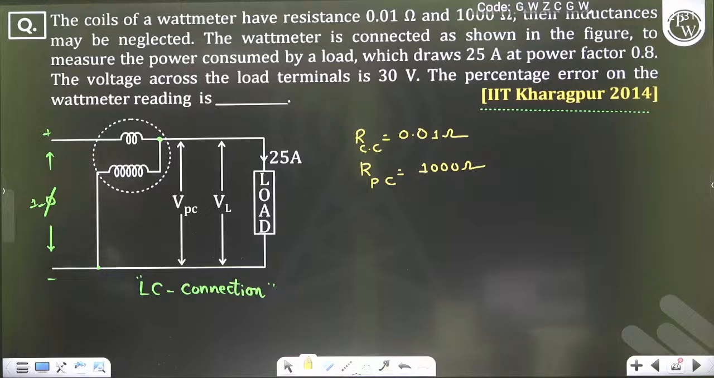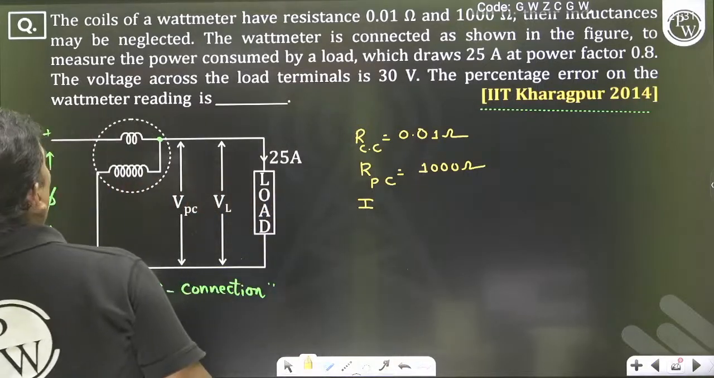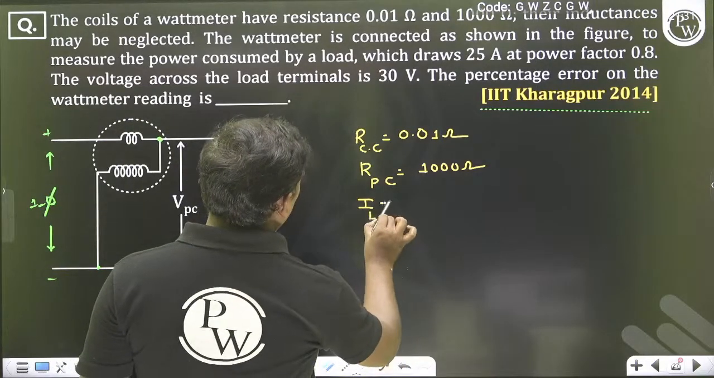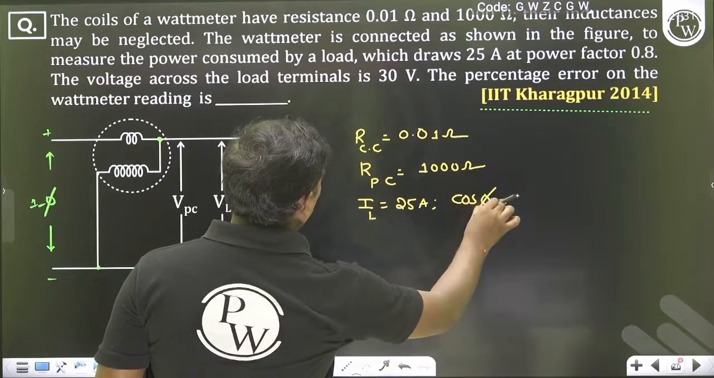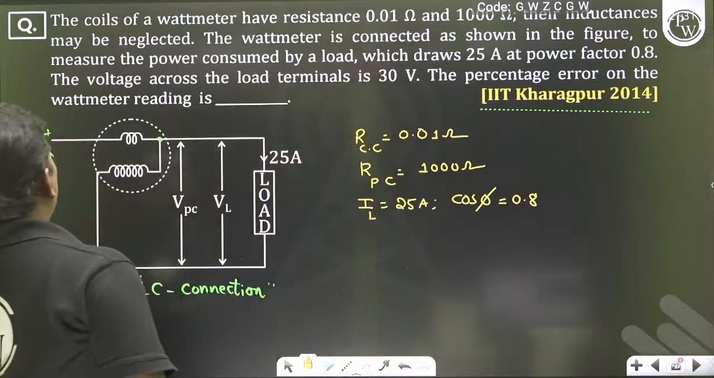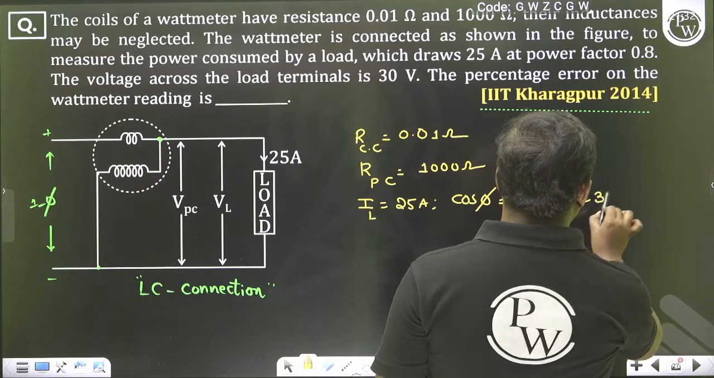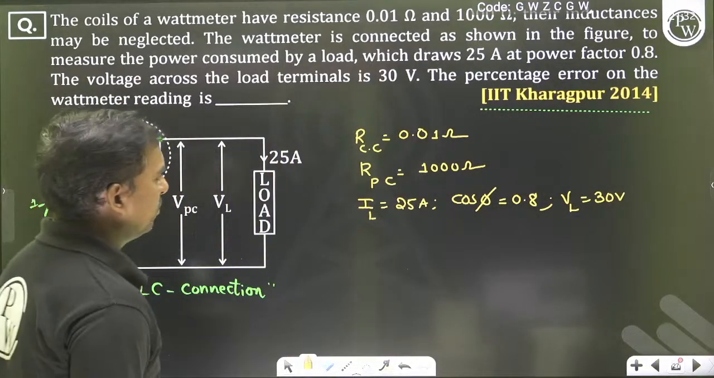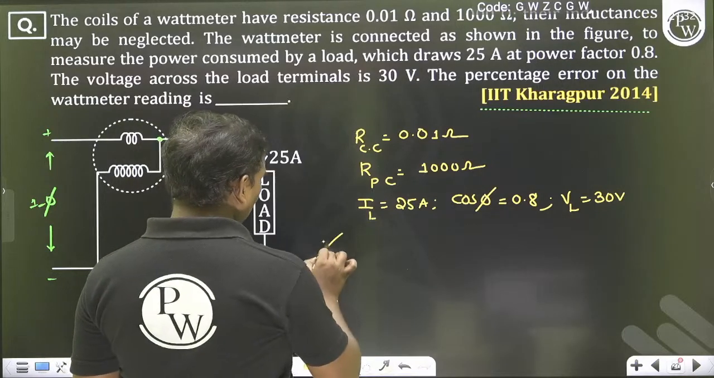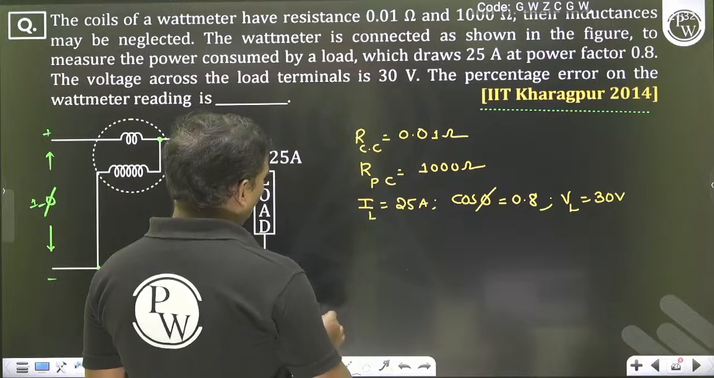The wattmeter is connected as shown in the figure, which draws 25 amperes. So current passing IL is given as 25 amperes, and the power factor cos phi is also given 0.8. The voltage across the load terminals, the VL, is nothing but 30 volts. The percentage error in wattmeter reading is dash. So percentage error पूछ रहे हैं। The percentage error कैसे करना है? First of all, so this is LC connection. So what is the true value?